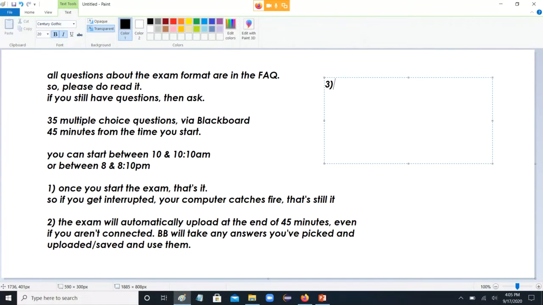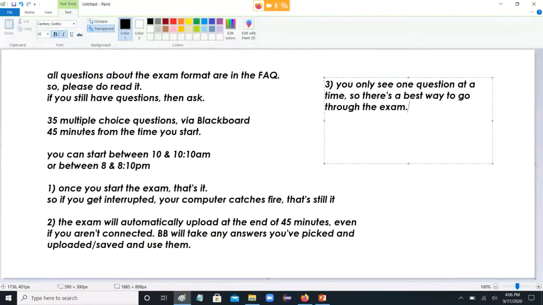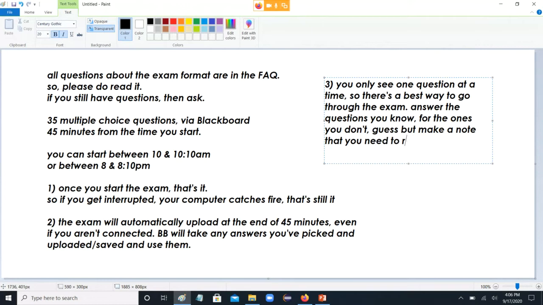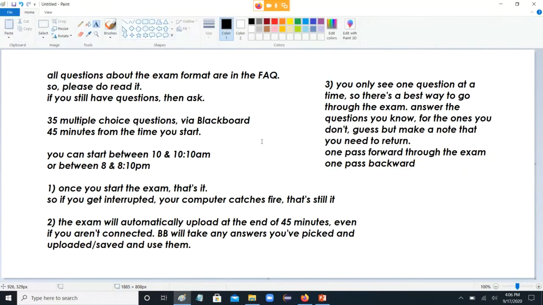Couple more things. Number three, you only see one question at a time. So there's a best way to go through the exam. Answer the questions you know. For the ones you don't, guess, but make a note that you need to return. So you do one pass forward through the exam, answering everything you know and at least guessing on the ones you don't, and then one pass backward, going back through those you noted.